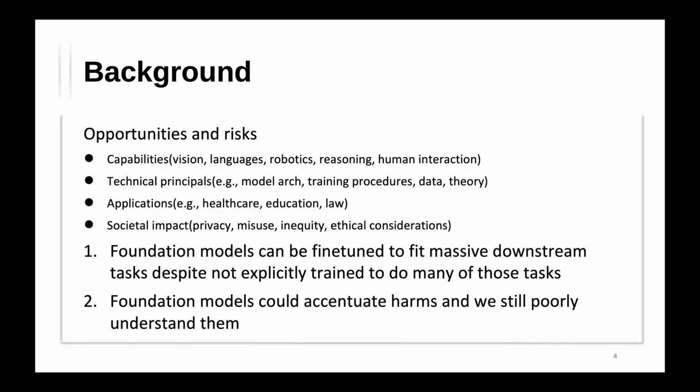But basically, those opportunities and risks are in four areas. The first one is the capabilities of foundation models. Basically, they can solve tasks in vision, language, robotics, reasoning, and human interaction. I will talk about them in detail later. Also, those opportunities and risks come from the technical principles, like the model architecture, the training procedures, the collection of data, the creation of datasets, and the theory behind training foundation models. Then we have applications like healthcare, education, and law that can use those foundation models. And the last area is societal impact, for example, privacy, misuse, inequity, and ethical considerations when we deploy those foundation models in industry.